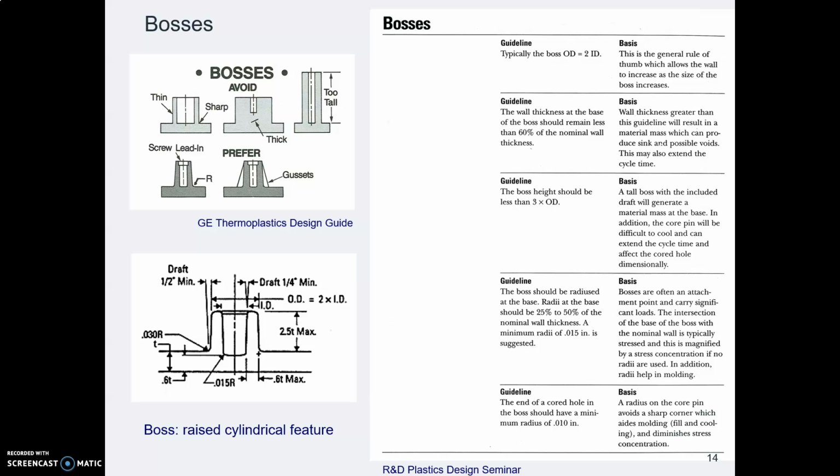A boss is a raised cylindrical feature, so it's a bump that sticks up that you might be putting a bolt or a screw or a pin through. And here is a set of guidelines for the bosses. If the wall is too thin, that's bad. If the wall is too thick, that's bad. If the boss is too tall, that's bad. So there are some guidelines for the relationships between diameters and heights.